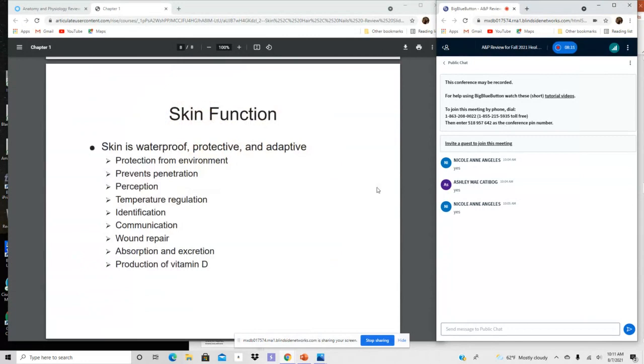Now we're going to talk about the function of the skin. The skin is waterproof, it's protective, and it's adaptive. It protects us from the environment, it protects us from penetration, it allows us to perceive things, it aids in temperature regulation, in communication, in wound repair, in absorption and excretion, and importantly, it helps us to produce vitamin D when we're exposed to the sun.